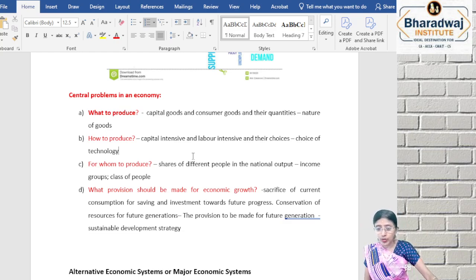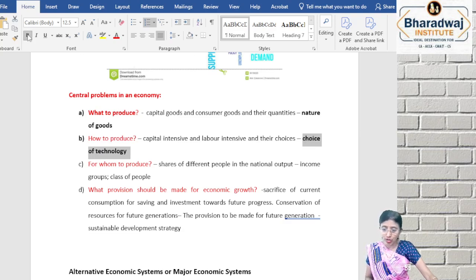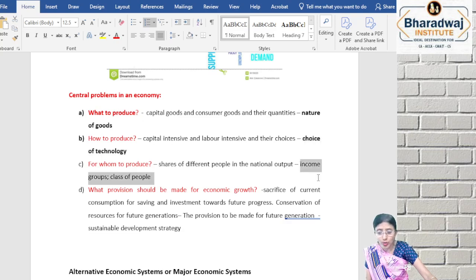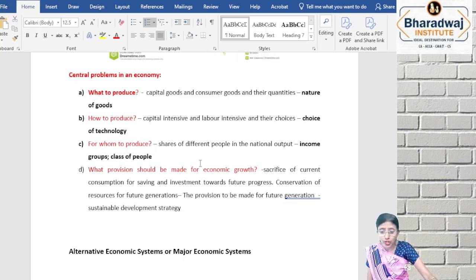Now, what to produce is a discussion on the nature of the goods. If you look at it, the answer is given to you. Nature of the goods, capital versus consumer. How to produce is choice of technology. If the question is on choice of technology, the answer is how to produce, because it is capital intensive or labor intensive. For whom to produce is about the income groups or class of people. And what provision to be made for economic growth is the provision to be made for future generations, a sustainable development strategy.